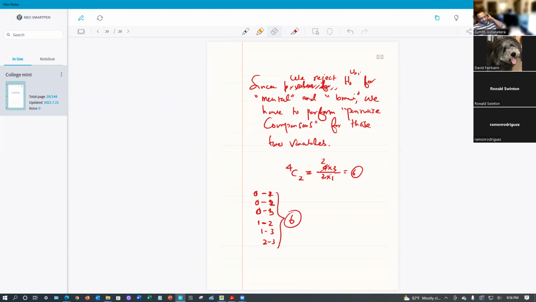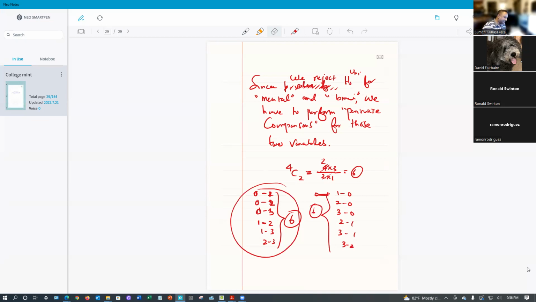6 combinations. But they were being repeated. Why have they been repeated? Instead of that one, this one, 0, 1, was repeated as well. Sorry, 1, 0, 2, 0, 3, 0, 2, 1, 3, 1, 3, 2. That's why we have another 6, making 12. We don't need that, we need only 6 of them. See? 6 of them.